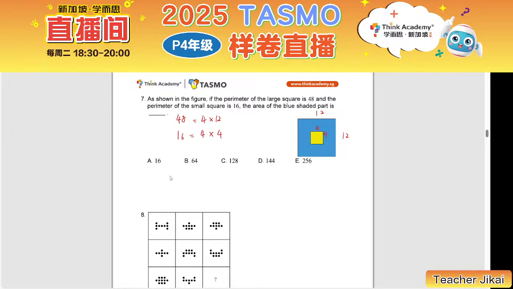So we can know the blue part. Blue part is the total minus the yellow part, right? The total part, we know it is 12 times 12, which is the square of the side length 12. And the yellow square, we know the side length is 4. So it's 4 times 4. So we know it is 144 minus 16. So 128 is the final answer, right? So here, 128 is the blue shaded part.